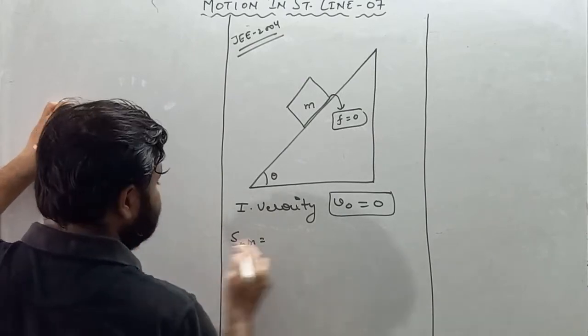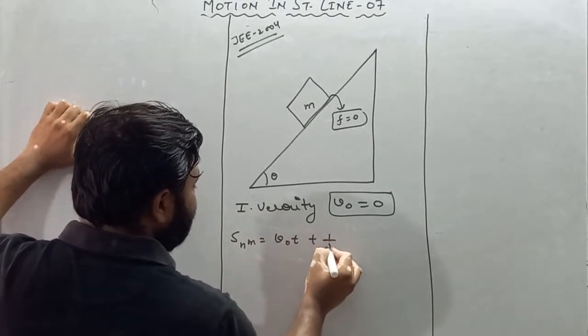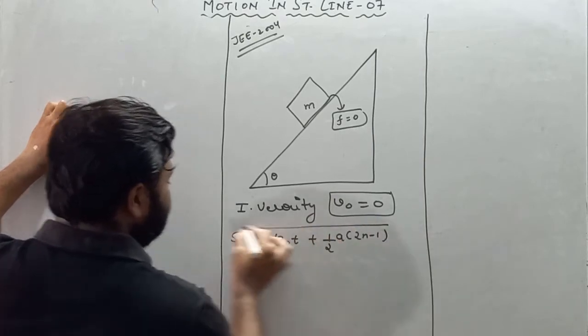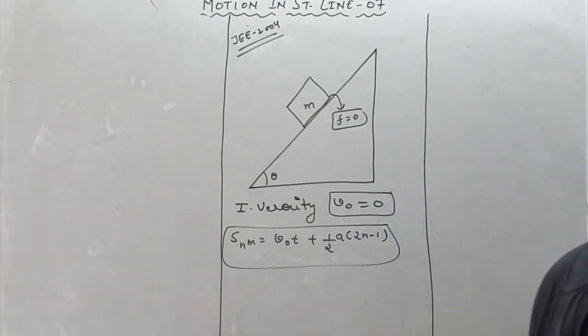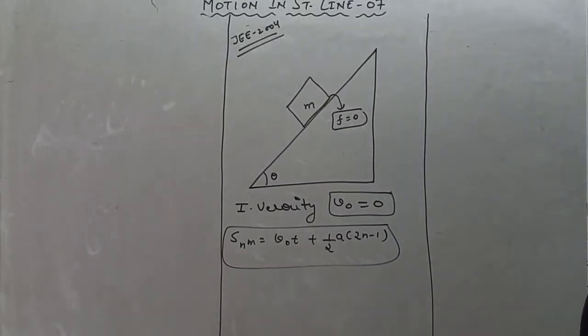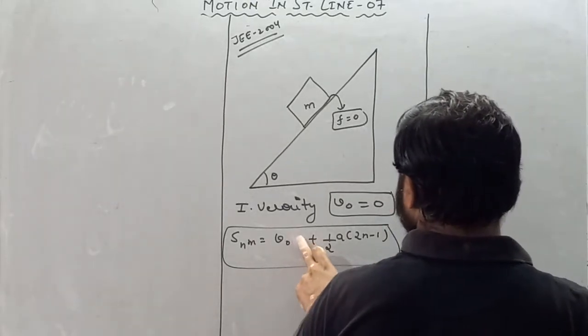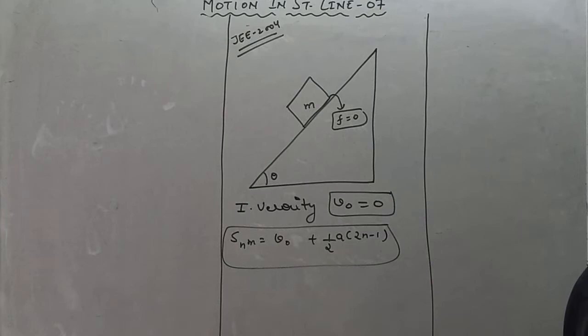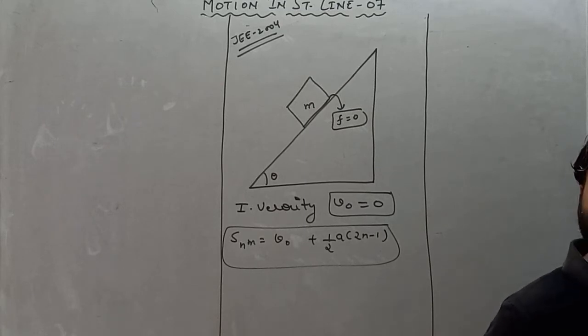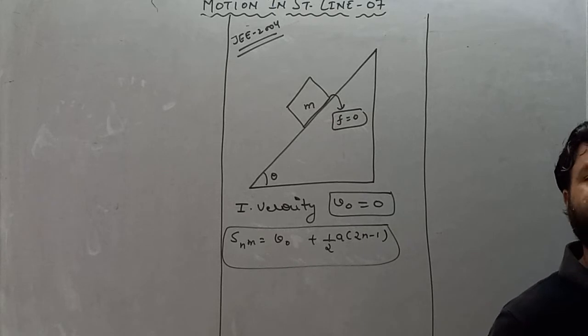And we know that distance traveled in nth second is equal to, my dear student, v naught plus half a into 2n minus 1. I hope you all recall this formula. So they are saying that a small block slides without friction down an inclined plane starting from rest. The block starts its motion from rest.